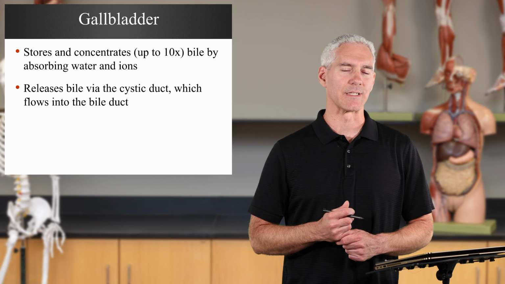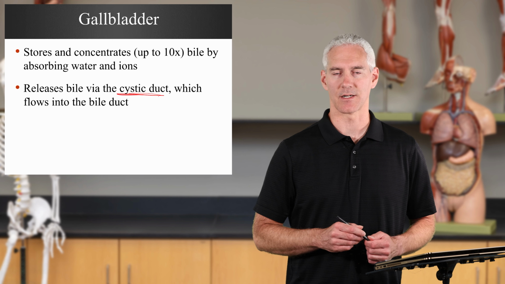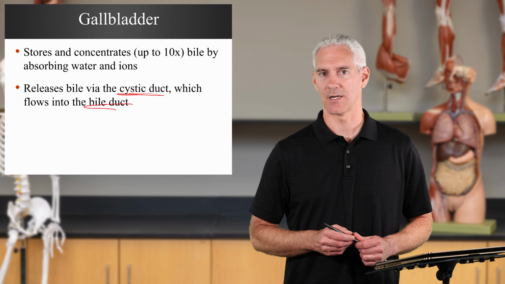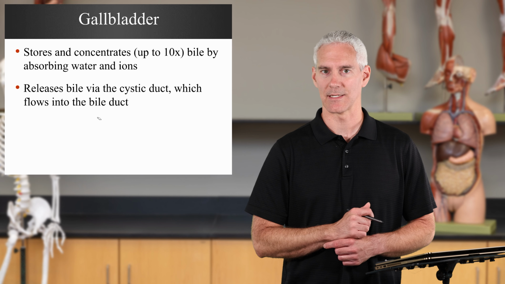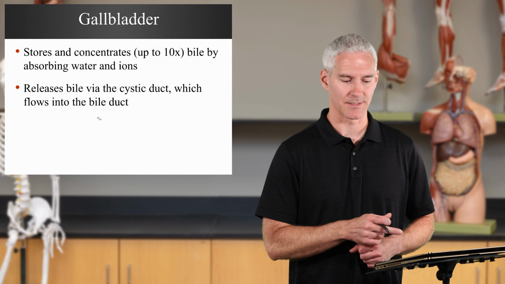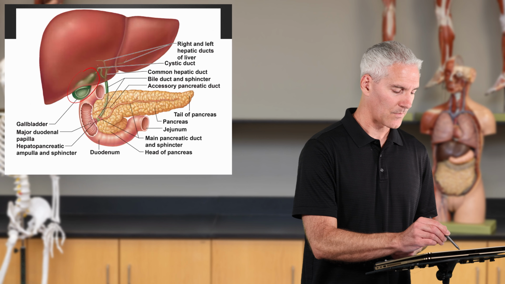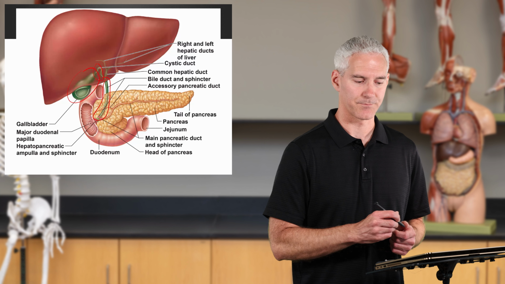Now, what's happening here is the concentrated bile is released via the cystic duct. That cystic duct goes into the bile duct. And that bile duct is what heads down into the duodenum, into the small intestines. So here you can see the gallbladder, this is the cystic duct, and here is the bile duct heading down.